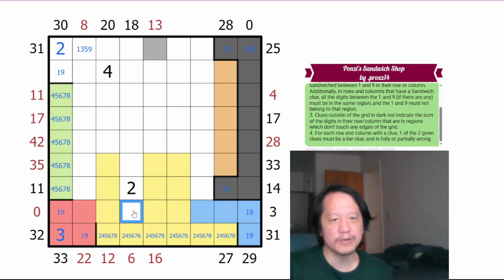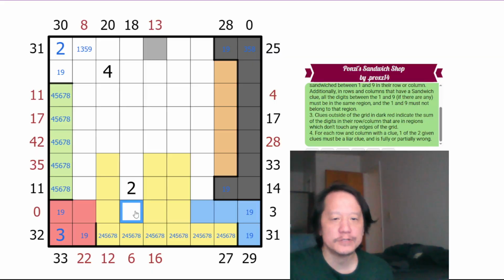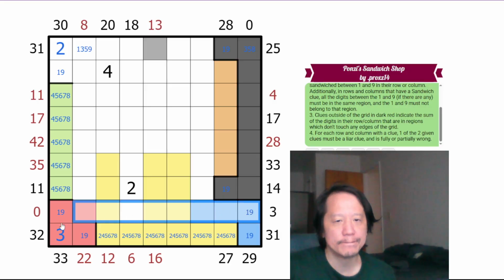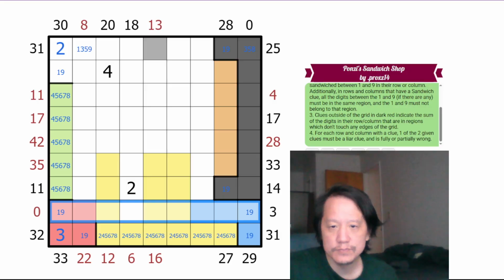We know this can't be 1 or 9, because of the 1, 9 pair in the row. So this is not going to be 3, which means all the digits in this row have to be in a region that's touching the edge of the grid. Now that's interesting. We have boundary here.